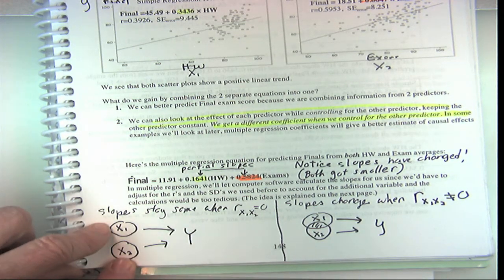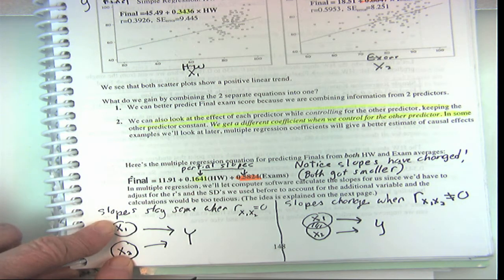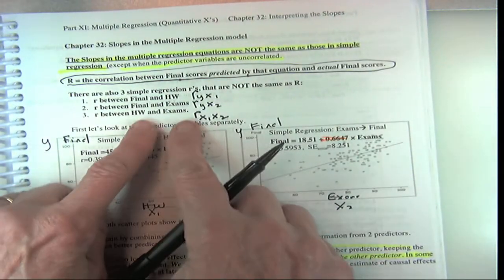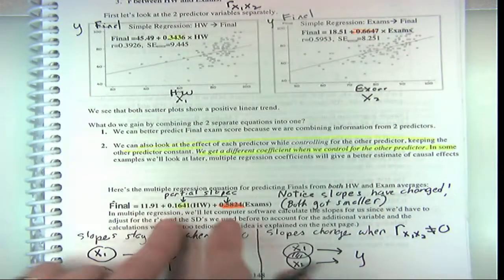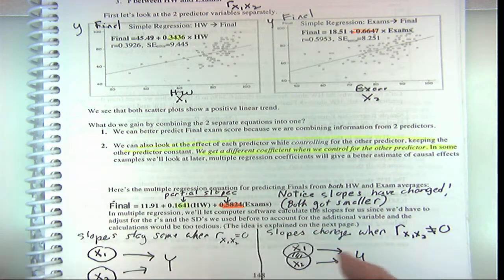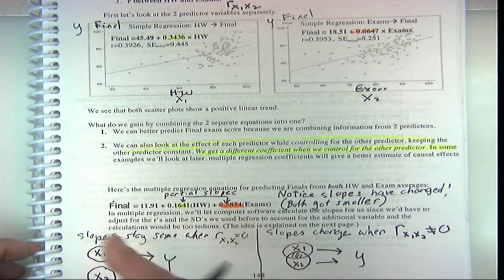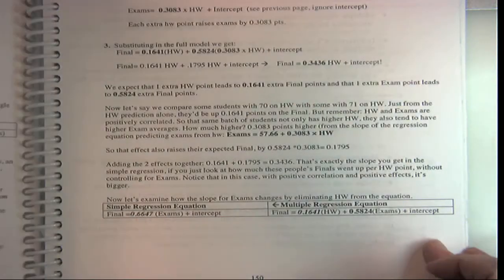So in the simple regressions, they don't have any correlation between the two of them, so that when you combine them into the multiple regression, they'd be the same. So if there was no correlation between homework and exams, these two slopes would just remain the same. Because there's no correlation, when you control for one of them, they wouldn't change because they have nothing to do with each other. All right, you got that.